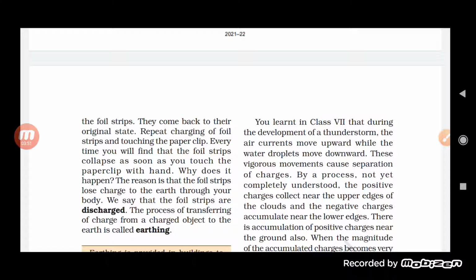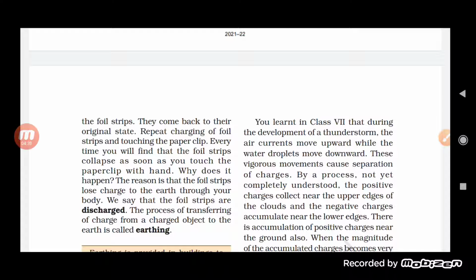Now, when we repeat this charging of the foil strip and touching the paper clip, every time we will find that the foil strip collapses as soon as we touch the paper clip with the hand. Why does it happen? The reason is that the foil strip loses charge to the earth through your body. We say that the foil strips are discharged. The process of transferring charges from a charged object to the earth is called earthing.